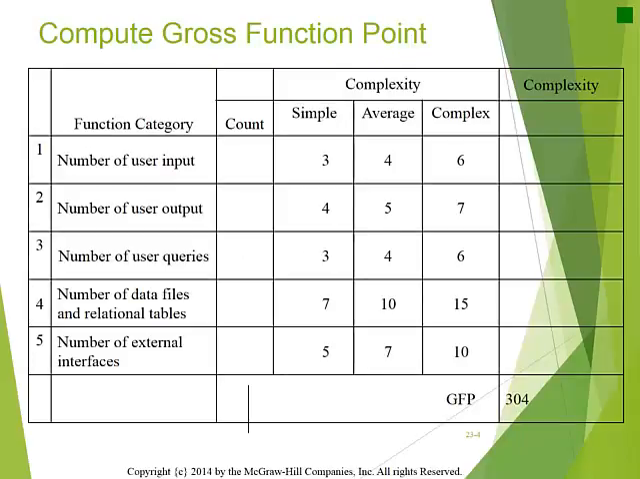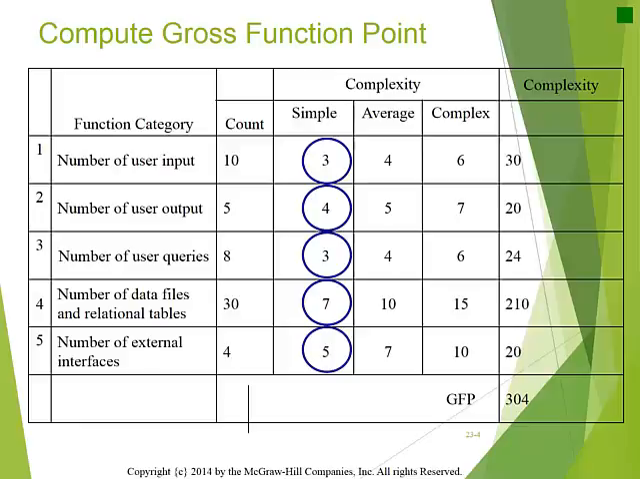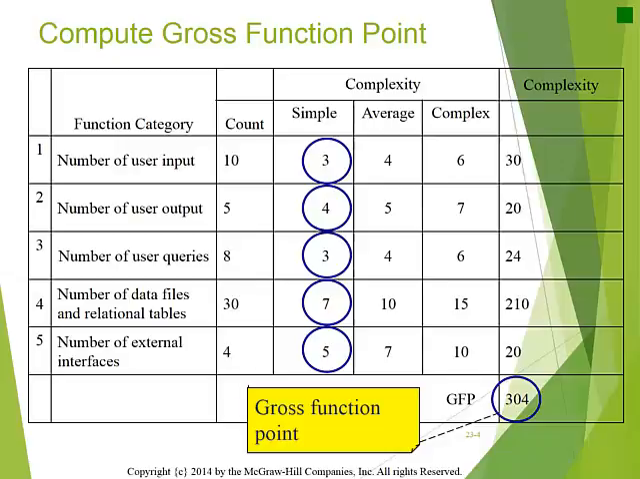For instance, if the number of external interfaces is 4, the number of files and tables is 30, the number of user queries is 8, the number of user outputs is 5, and the number of user inputs is 10, and all complexities are simple, then the counts times the complexities are 30, 20, 24, 210, and 20, respectively, and the gross function point is 304.